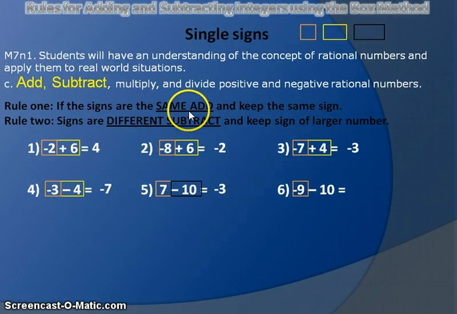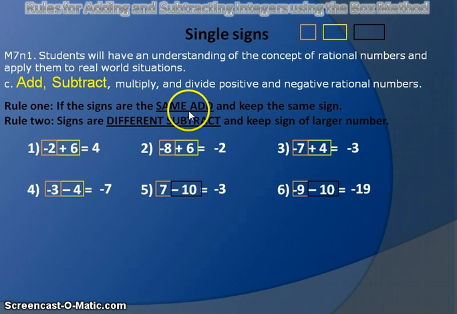Alright, on the last one, we box up our -9, box up our -10, which makes it -10. So now we have -9 and negative 10. Since they're the same, we go to rule 1, same add, and get 19. Keep the same sign. Since they're both negative, our answer is negative. So we end up with a negative 19.